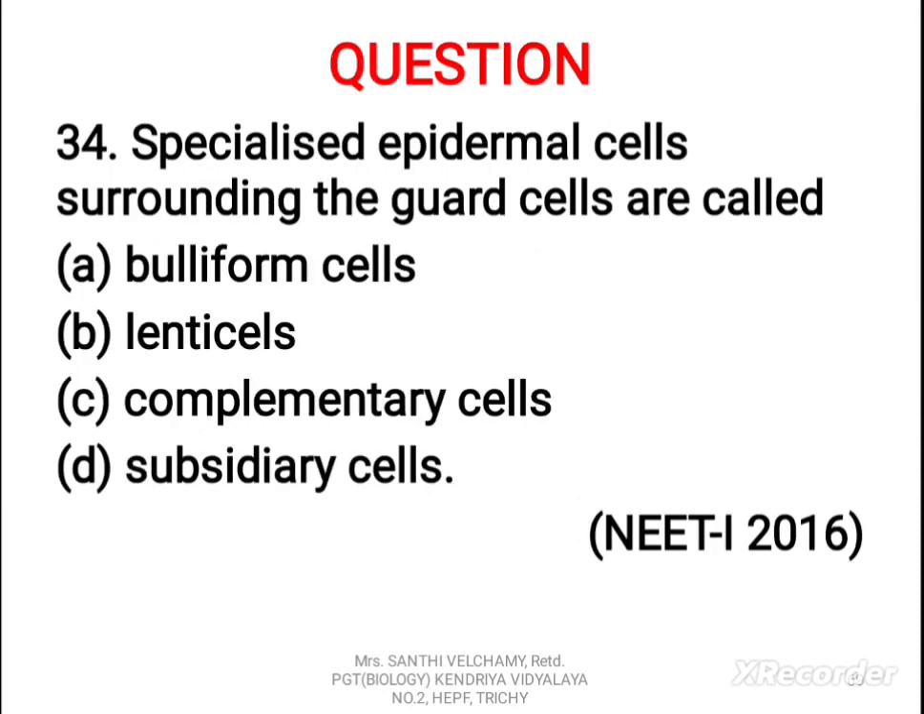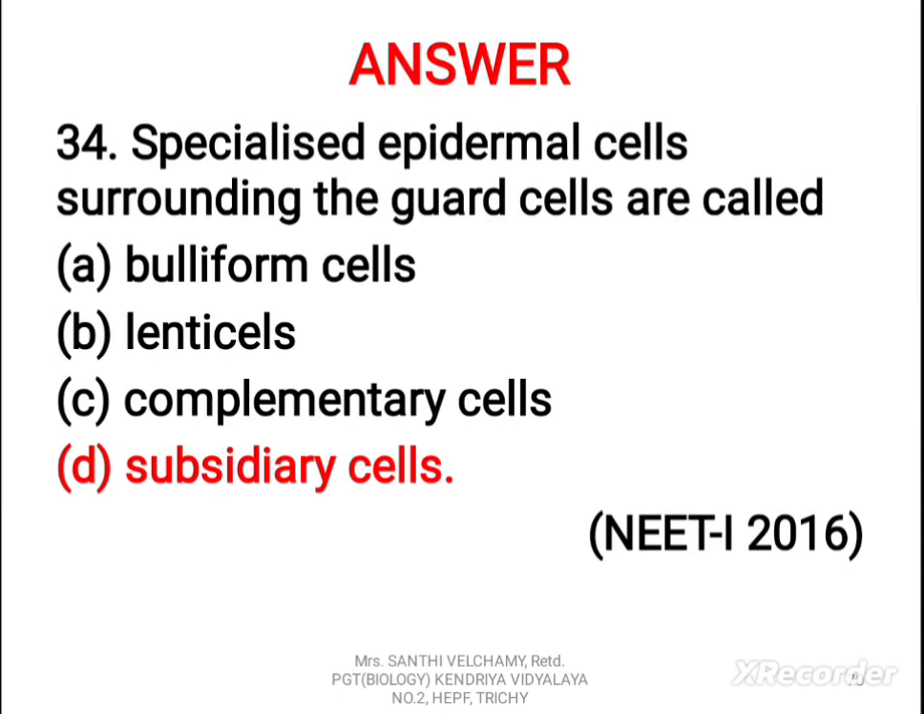Now the next question. Specialized epidermal cells surrounding the guard cells are called A. Bulliform cells, B. Lenticels, C. Complementary cells, D. Subsidiary cells. The correct answer is D, subsidiary cells. Each stomata is surrounded by a pair of specialized epidermal cells known as guard cells. In some cases they are surrounded by another category of less modified epidermal cells known as subsidiary cells. It provides support to guard cells.